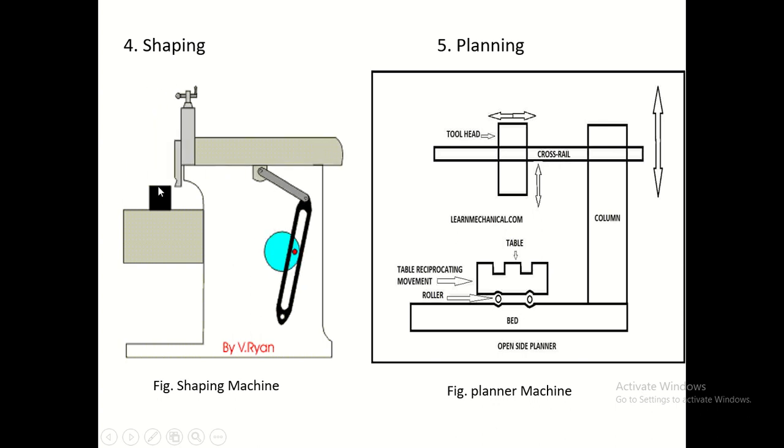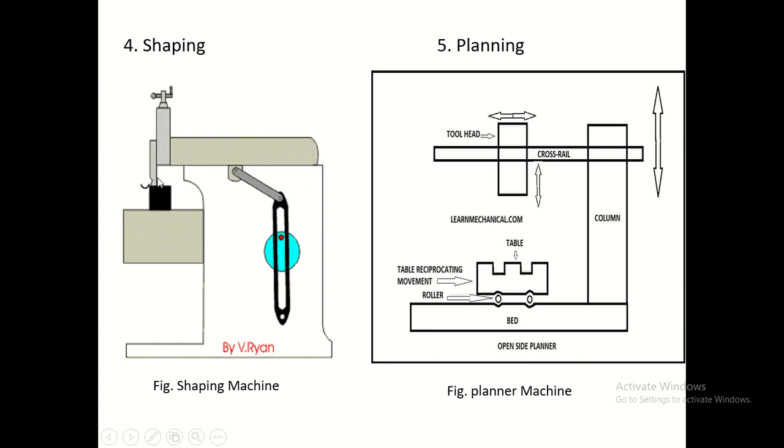Let's see here. This is the workpiece and this is the single point cutting tool, and the workpiece is kept fixed over the table. The single point cutting tool cuts the material over the workpiece only during the forward stroke. There is no material cutting during the return stroke. So it works on the Whitworth quick return mechanism.